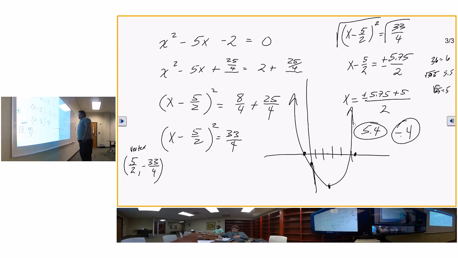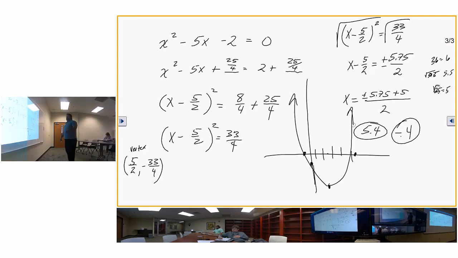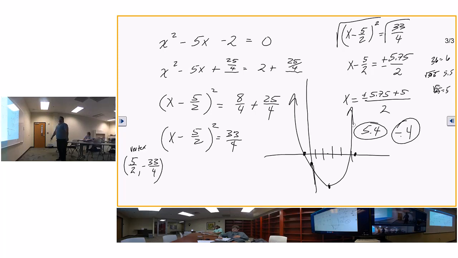Domain, all real numbers. Range, negative 33/4 to infinity. Decreasing from negative infinity to 5/2. Increasing from 5/2 to infinity. Line of symmetry, x is equal to 5/2. Now that's a 3 or a 4.